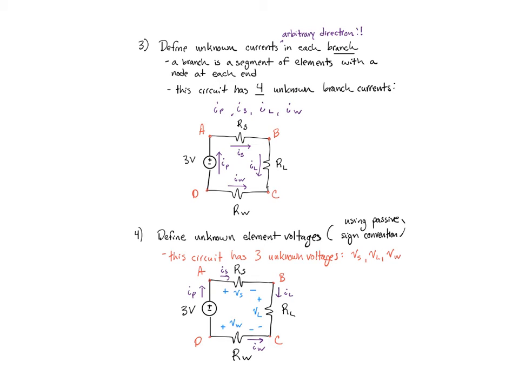Okay, so step 4 is for each element, we're going to define the unknown voltages across those elements. So this circuit has 4 elements, and 3 of them have unknown voltages. So element RS, we're going to define that voltage as VS, and we define the polarity of VS based on the direction that we assumed in step 3. So since we assumed that IS is going from left to right, based on passive sign convention, that current should be going into the positive terminal and out of the negative terminal. Therefore, we have to define the polarity of VS as being positive on the left and negative on the right.